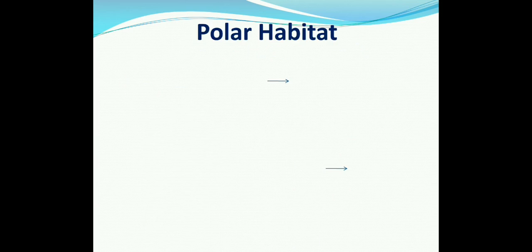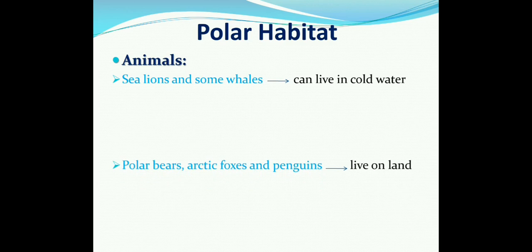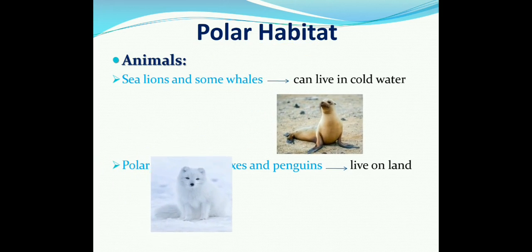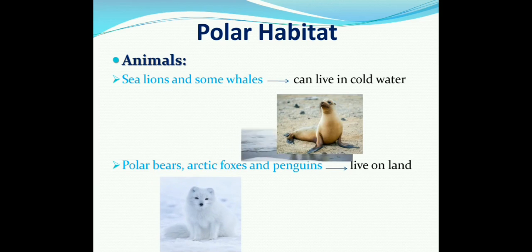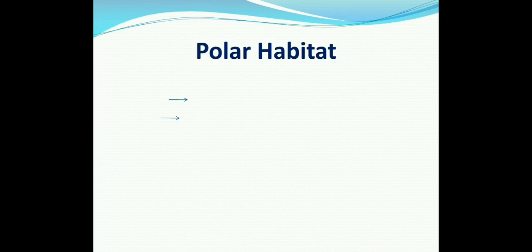The animals that live in the polar habitat, like sea lions and some whales, can live in cold water, and also polar bears, Arctic foxes and penguins can live on land. This is the sea lion, and this is the Arctic fox and the polar bears. Okay? Let's see the plants.